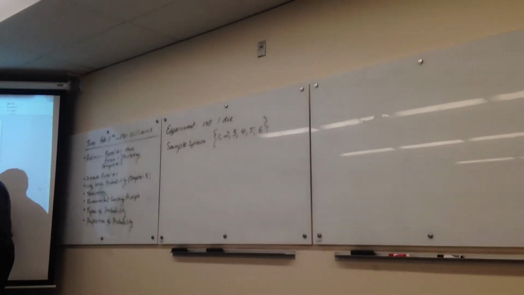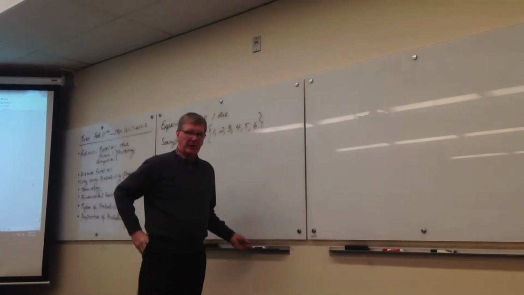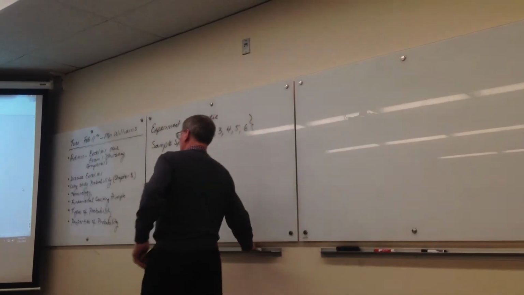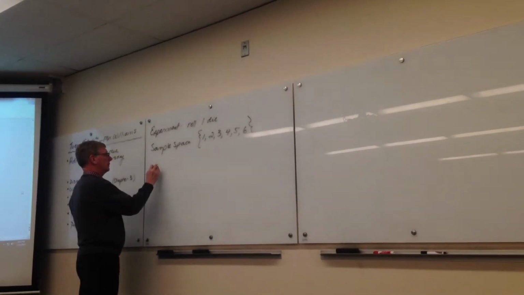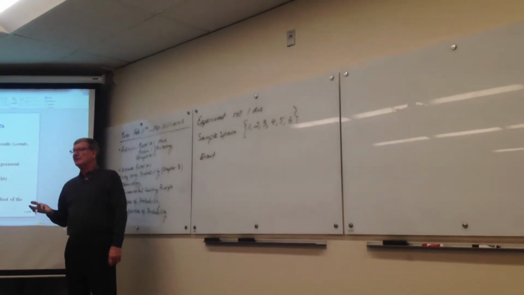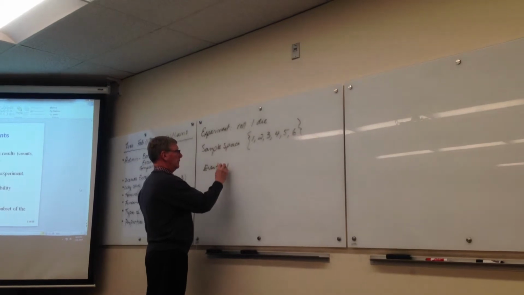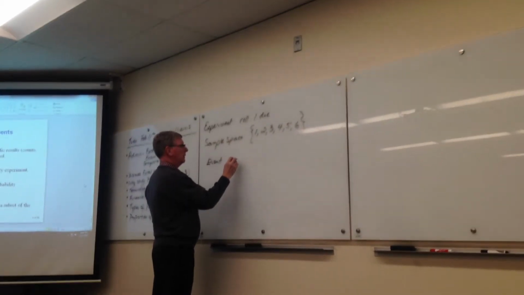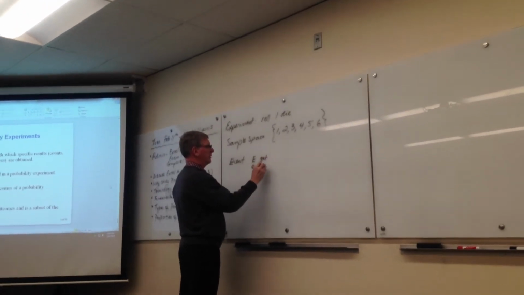Now, an event consists of 1 or more elements of the sample space. Now, my event, I might say, an event might be, I'm interested to see if I get an even number. Let's say the event is event E, I get an even number.